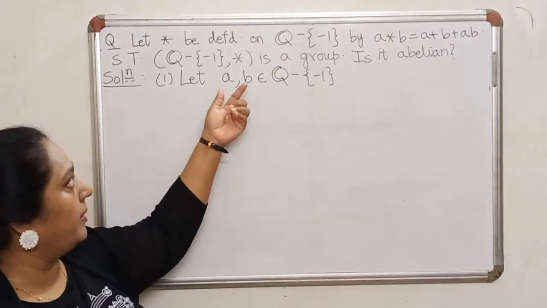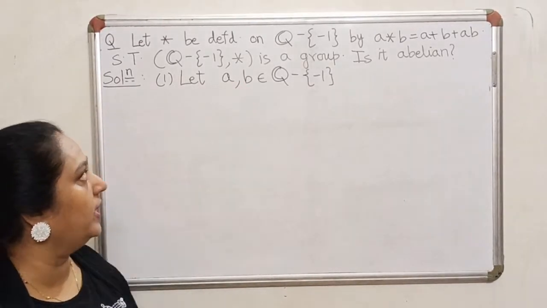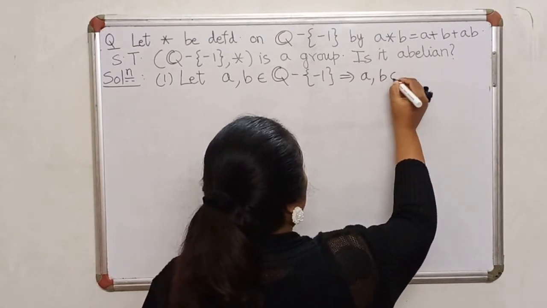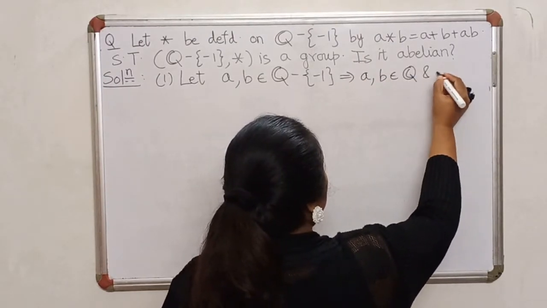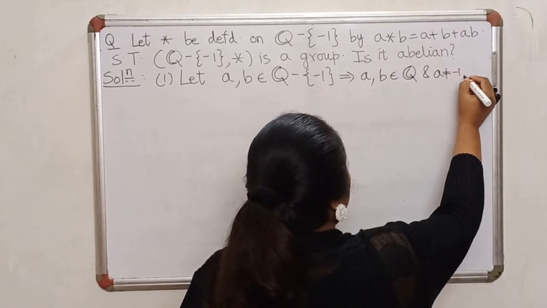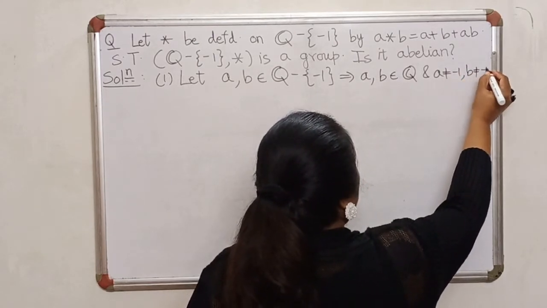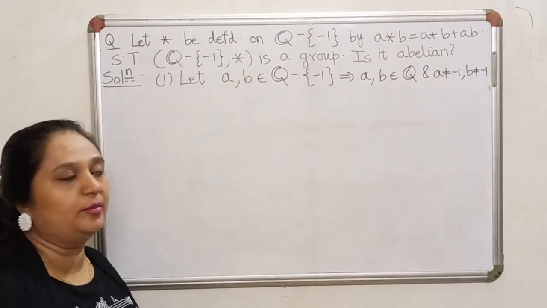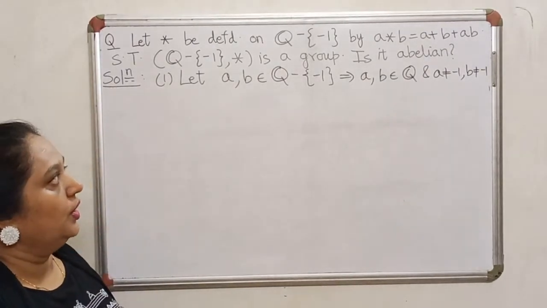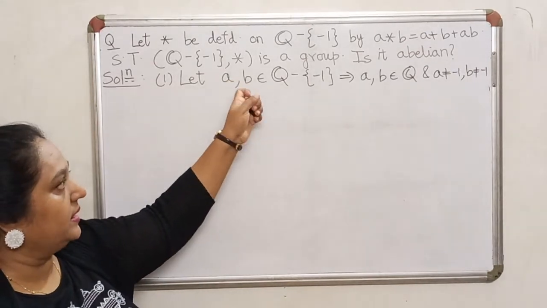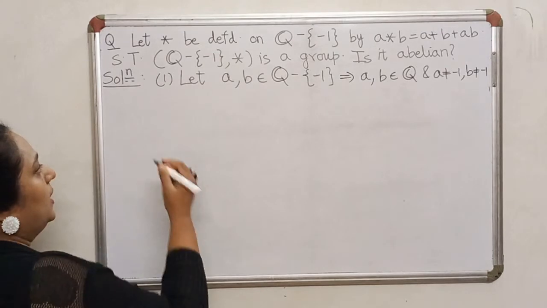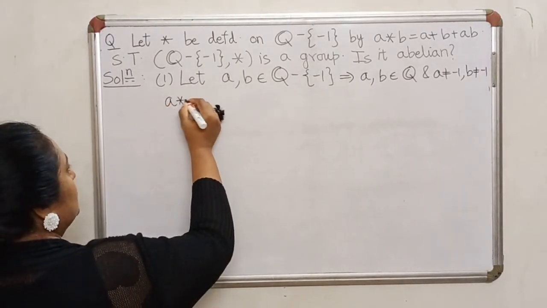But firstly, remember what I had told you. When I say that two elements belong to this set, it will mean that both elements are rationals, but neither element can be equal to -1 because -1 has been removed from this set. So if I take two elements in this set, they'll both be rationals and they'll both have to be different from -1. Now let's look at the definition of a star b.